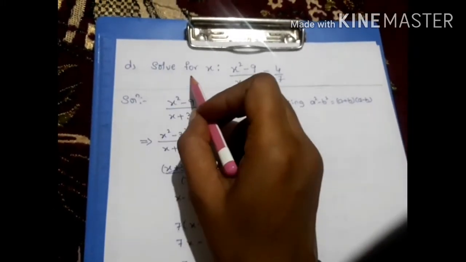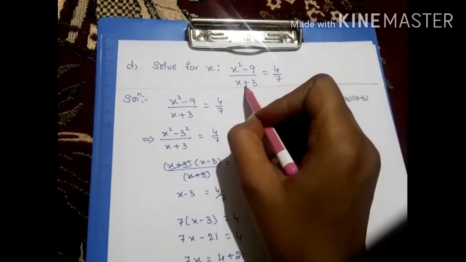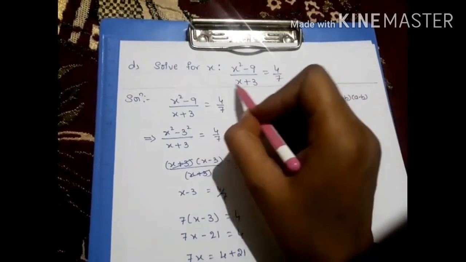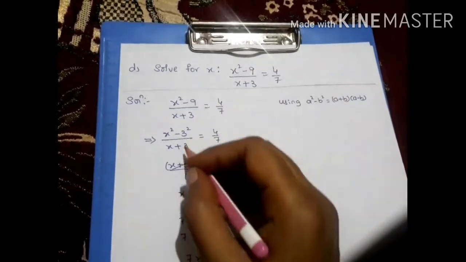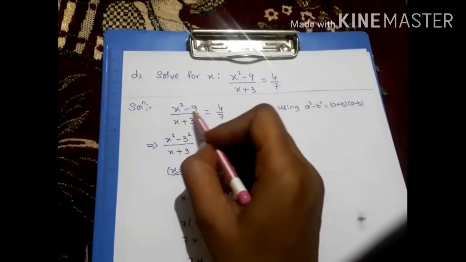Next question. Solve for x. (x² − 9)/(x + 3) = 4/7. Like this, we solved questions in worksheet 1. Here, write down the question. Now look at the numerator.